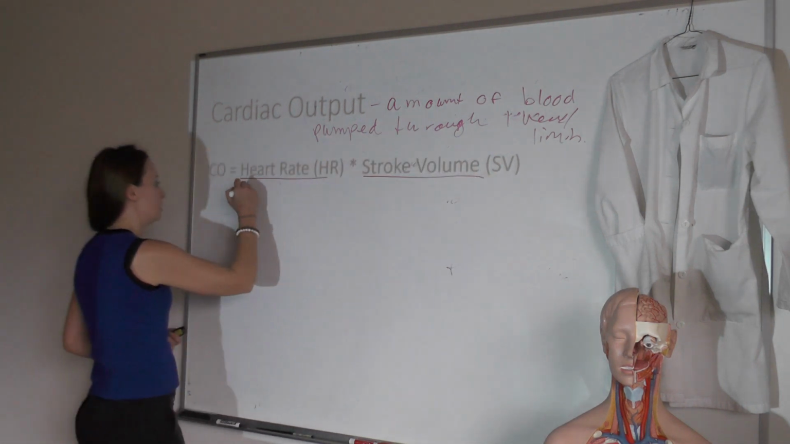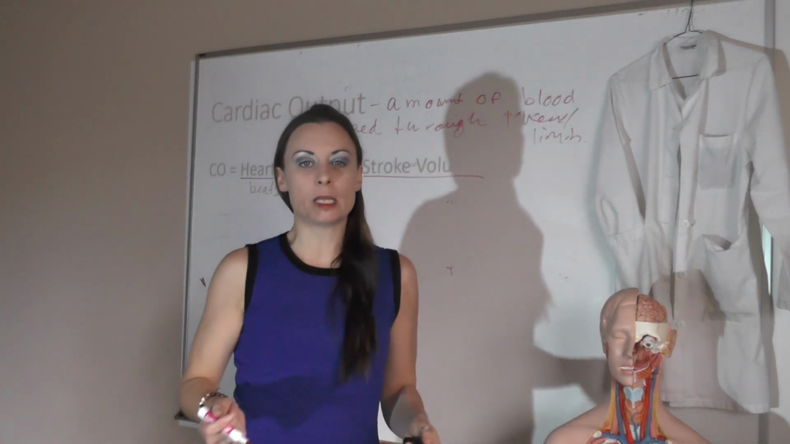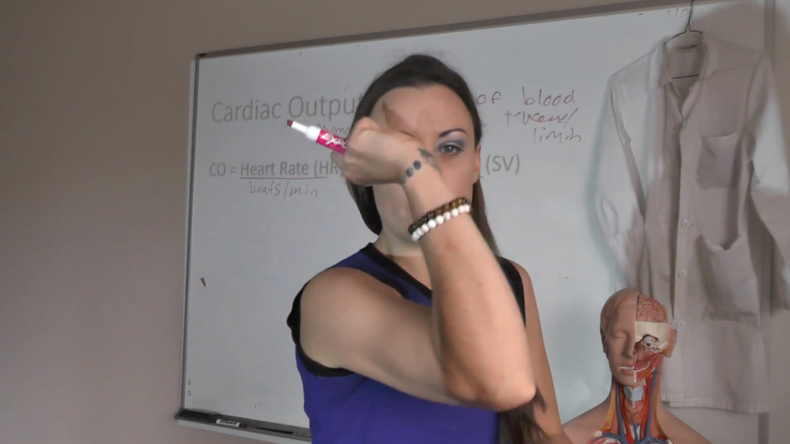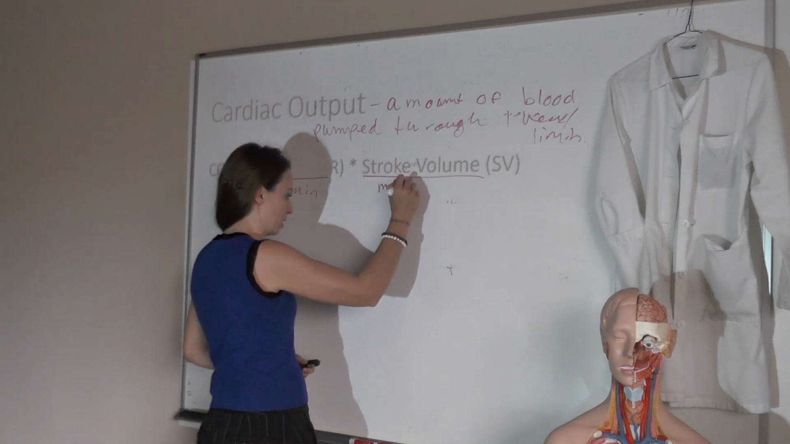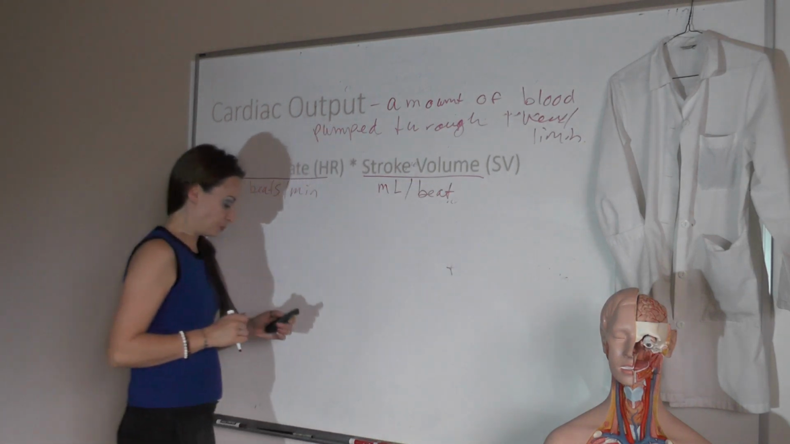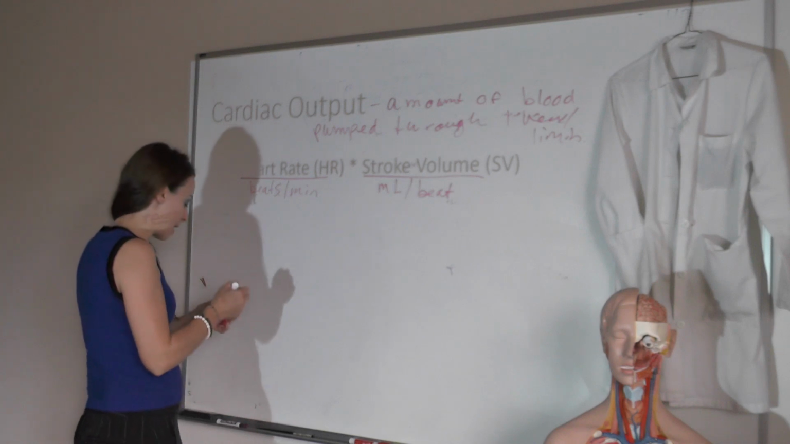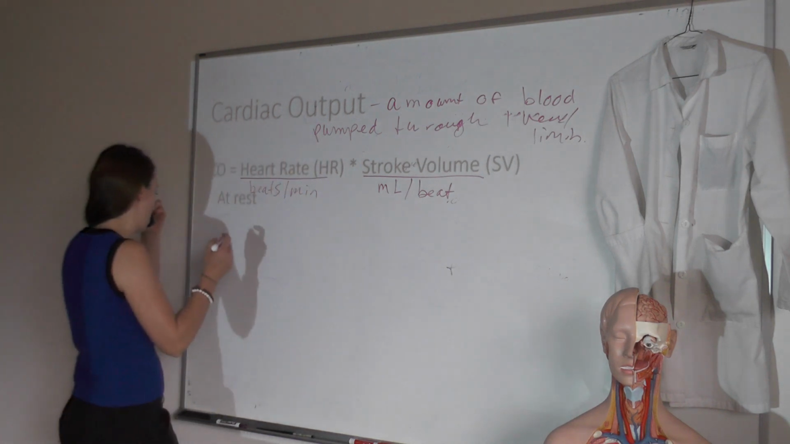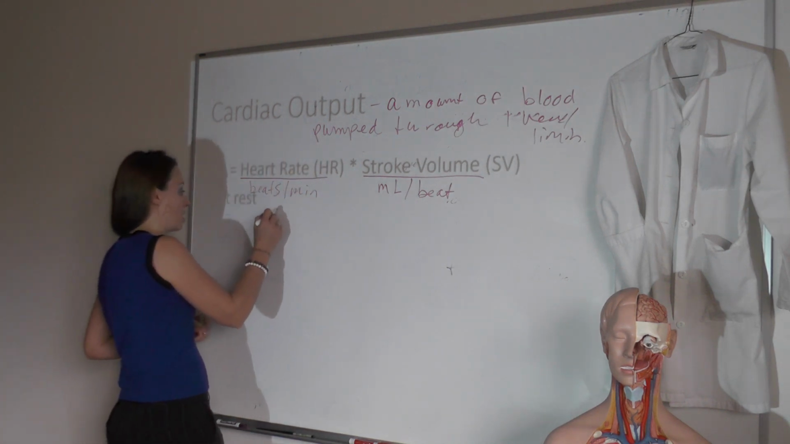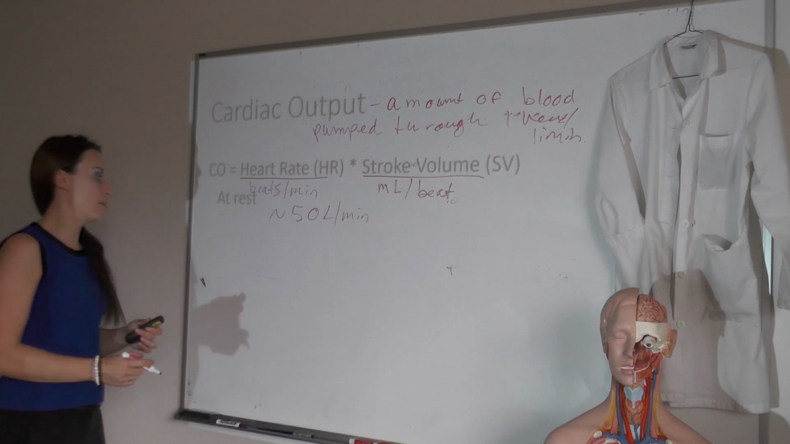So heart rate's pretty obvious. This is measured in beats per minute. Stroke volume is how much blood you are pumping per beat. So every time your ventricle contracts, how much blood is squeezing out of it. So we look at that as a measurement of milliliters per beat. And at rest, most people's cardiac output is about 5 liters per minute, which is almost your entire blood volume. So at rest, almost your entire blood volume goes through your heart. So about 5 liters per minute is your resting cardiac output.